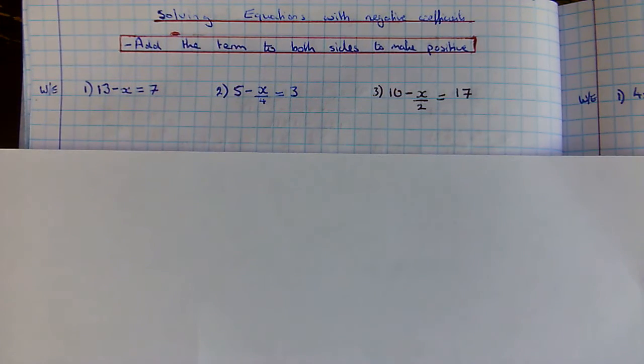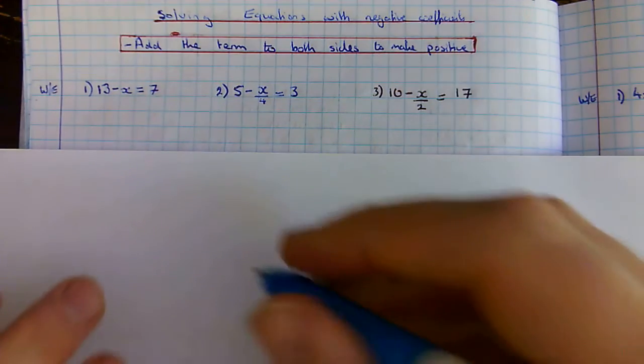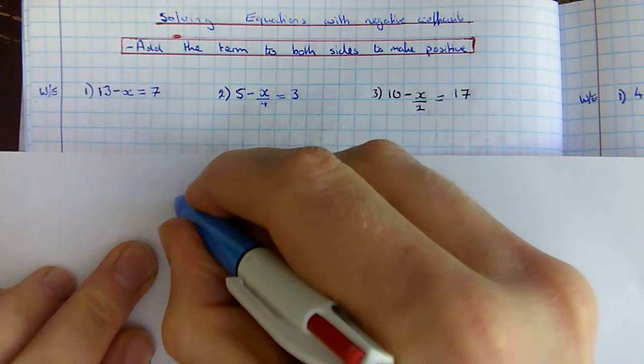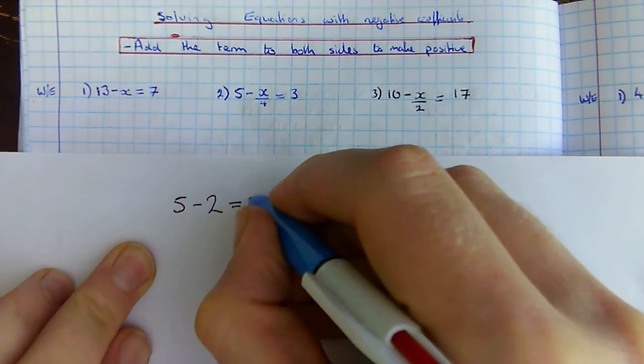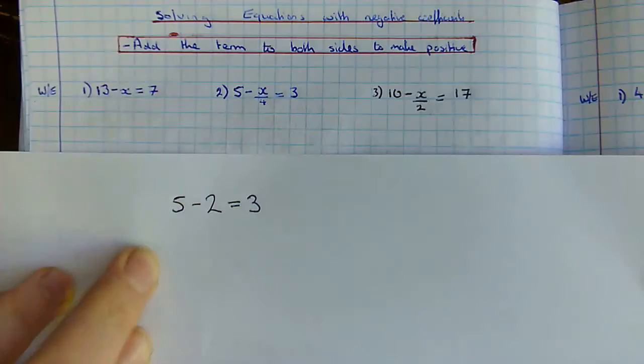So it becomes more complicated in those kind of situations, and we're going to use a little trick, which is adding the term to both sides to make it positive. And I'm just going to quickly show you how that works. So if I think about a really simple calculation, something like 5 take away 2 equals 3. Okay, we should all be happy that that's true.